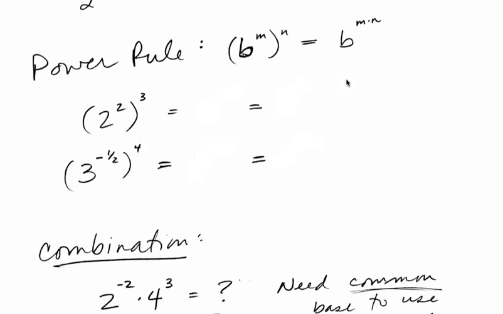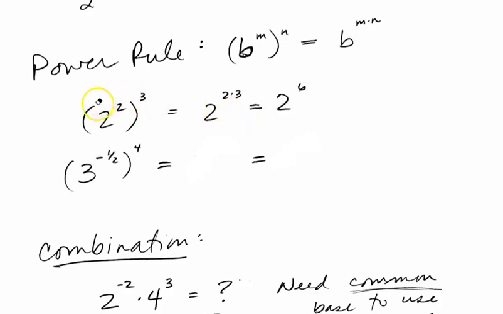The power rule, right? b to an exponent, and the entire quantity then is raised to an exponent. And so this is the power rule. And when this occurs, then we go b to the m times n. So 2 squared, the entire quantity raised to the third power would be 2 to the 2 times 3, which would be 2 to the 6th power.